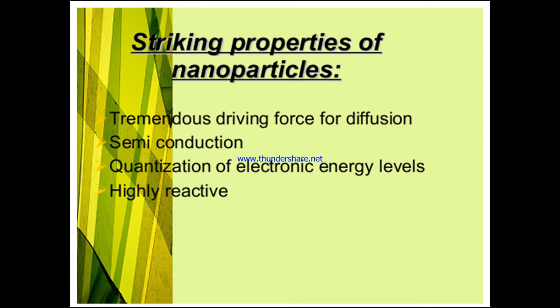Quantization of electronic energy levels. That is, when these nanoparticles are used for energy purposes, they give us more quantization of electronic energy levels. Highly reactive. When these nanoparticles are used in micro electromechanical systems or nano electromechanical systems, they exhibit larger applications. Highly reactive means that when an electric current, magnetic field, or physical contact is applied to the nanoparticle, it results in a change in its dimension or shape. So that gives us a highly reactive material.